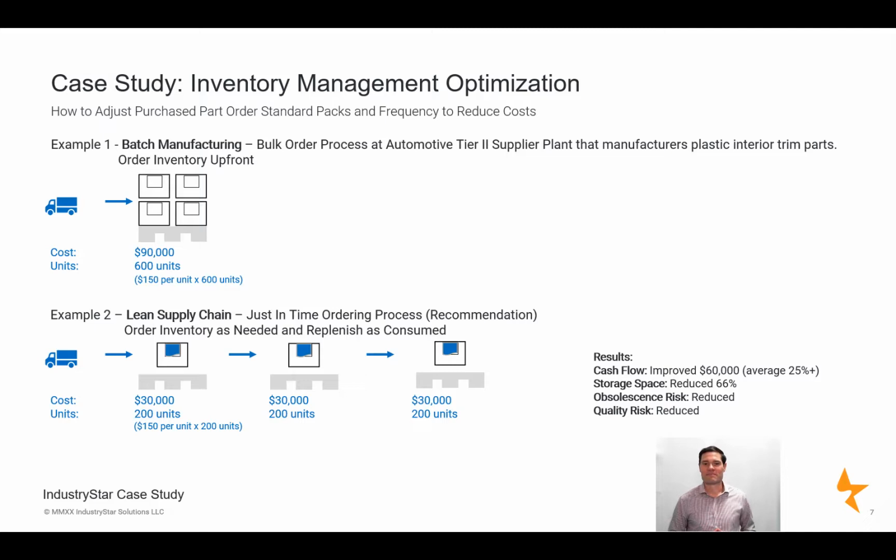And then the results. The team achieved greater than 4x return on investment, $60,000 in inventory cost savings for just this one part example. Improved cash flow by the same amount. Reduced storage space by 66% over 4 weeks. And further, the team mitigated part obsolescence risk and quality risk by mitigating purchased parts on hand.